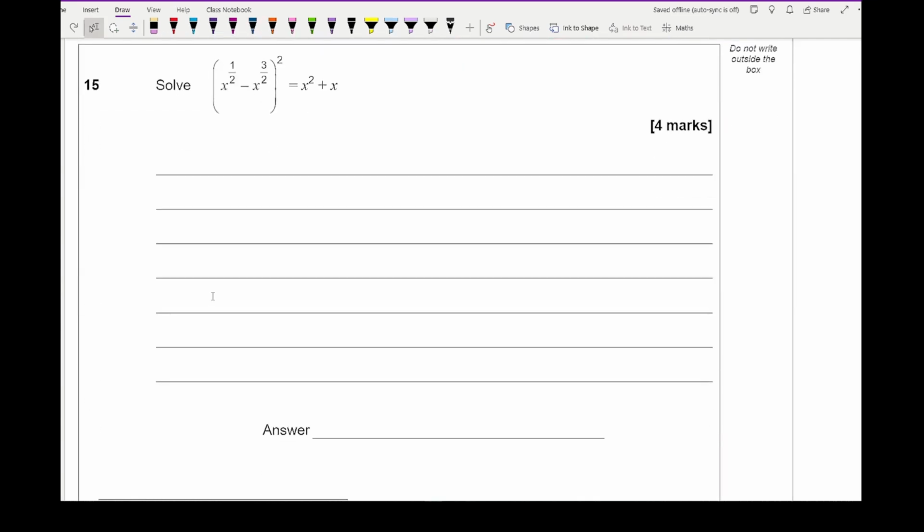Moving on to question 15, it says solve, and we've got x to the power of a half minus x to the power of 1.5 squared equals x squared plus x. So for this, what we need to do is first of all establish that this is a double bracket question. So you can't just simply square both sides because it doesn't work that way. So this is the same as x to the half minus x to the 3 over 2, x to the half minus x to the 3 over 2, and that is equal to x squared plus x.